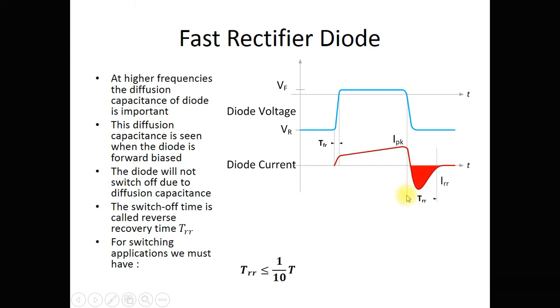TRR, we have already discussed this many times in the class. So we have to take care that the TRR is less than or equal to 1/10 of T, where T is the period of the switching frequency. So selecting the fast rectifier diode is also a very important task in SMPS design.